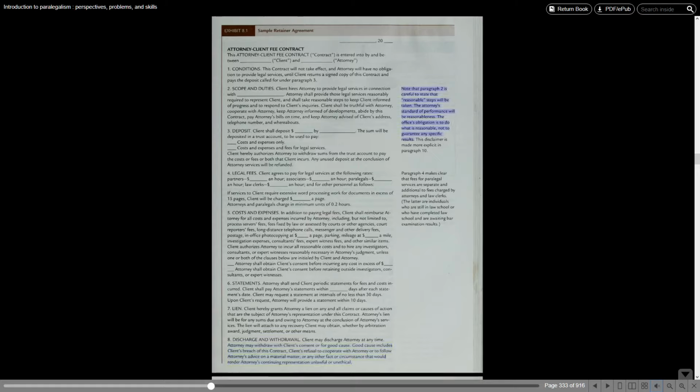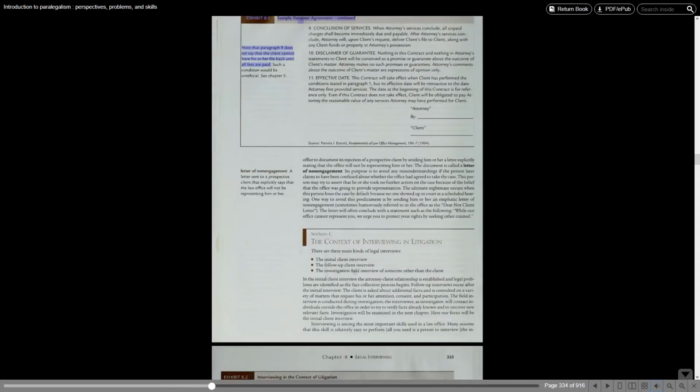Note that paragraph 2 is careful to state that reasonable steps will be taken. The attorney's standard of performance will be reasonableness. The office's obligation is to do what is reasonable, not to guarantee any specific results. This disclaimer is made more explicit in paragraph 10. Paragraph 4 makes clear that fees for paralegal services are separate and additional to fees charged by attorneys and law clerks. The latter are individuals who are still in law school or who have completed law school and are awaiting bar examination results. Exhibit 8.1 Sample Retainer Agreement.